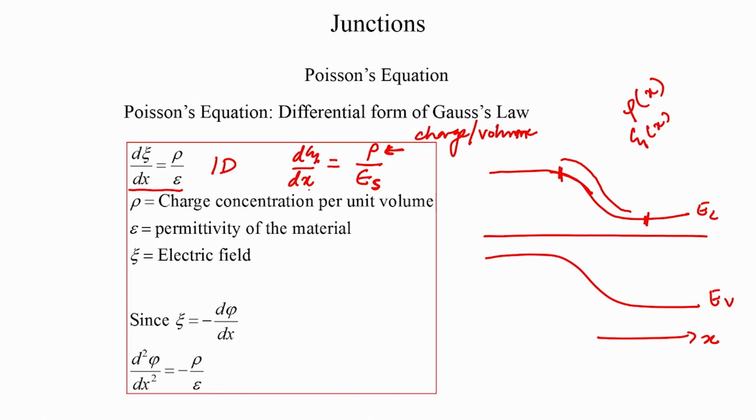So, that is the electric field, that is the spatial coordinate x, rho is the charge concentration per unit volume, and epsilon is the permittivity. And since the electric field is minus d phi by dx, where phi is the potential, we can also rewrite Poisson's equation as d square phi by dx square equals minus rho by epsilon. This is a relation that we will use, and we will look at some examples soon in order to establish the correct nature of the bending of bands.